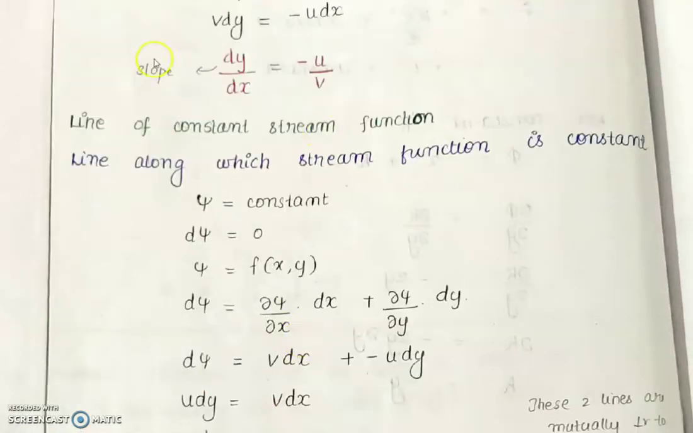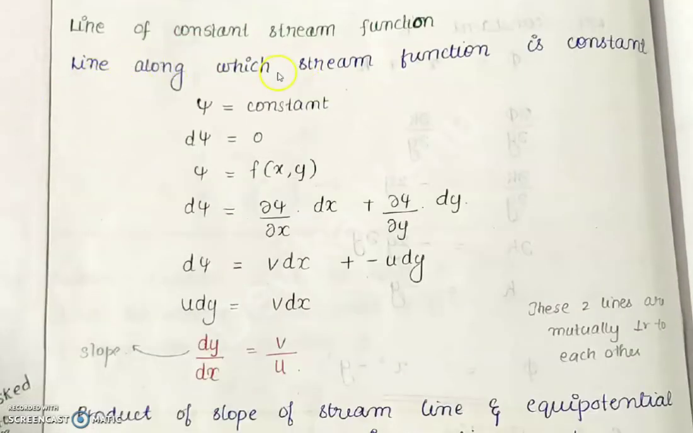You see here, for the equipotential line the slope is minus u by v, and for the line of constant stream function, the slope dy by dx is equal to v by u. So what does that mean? These two lines are mutually perpendicular to each other.